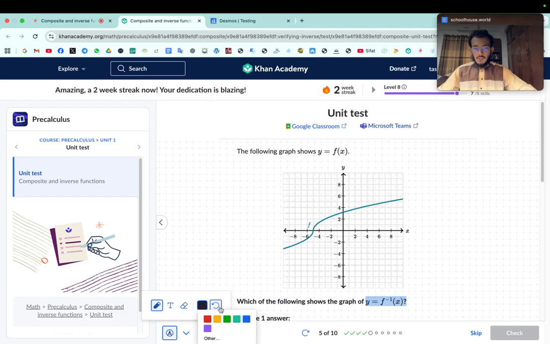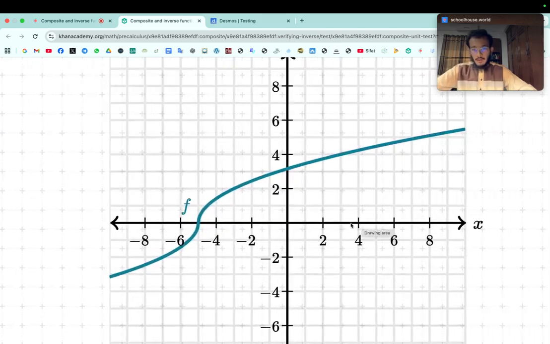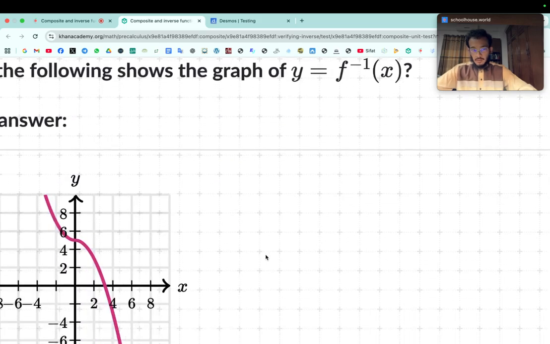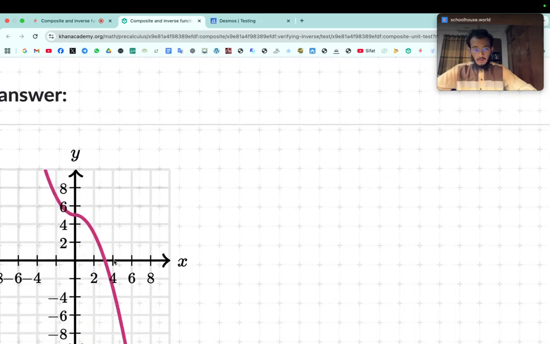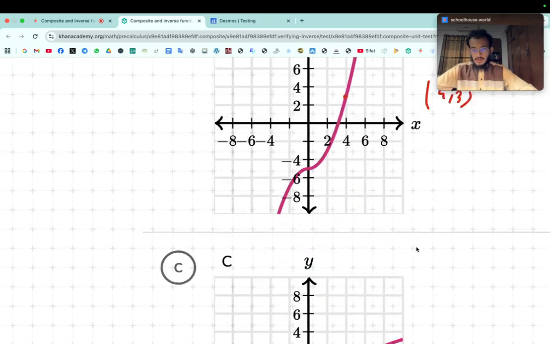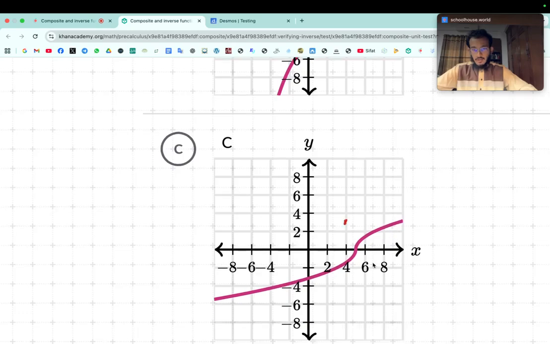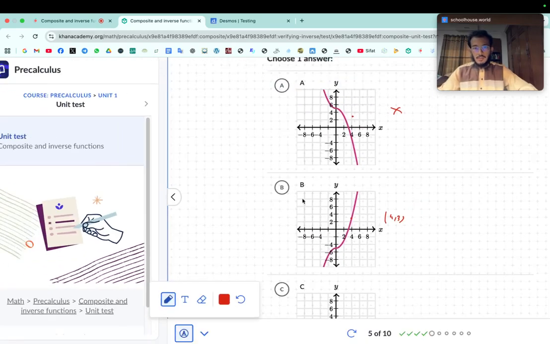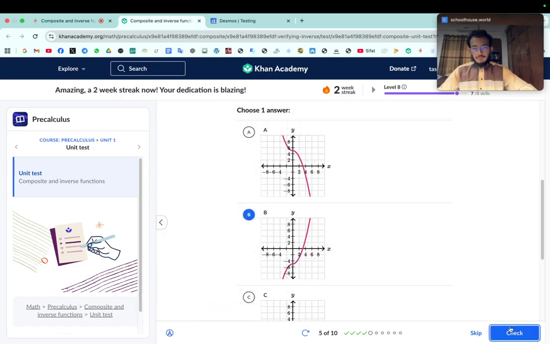Okay, so here we have (3, 4). So now we should have (4, 3) in the graph, and let's see whether we have that or not. (4, 3), we don't have that, so this is wrong. And we have (4, 3) here, and for here we don't have it, and for here we don't have (4, 3) as well, which means B is our answer.